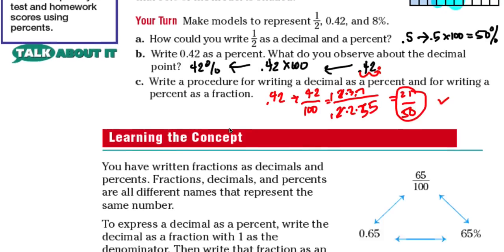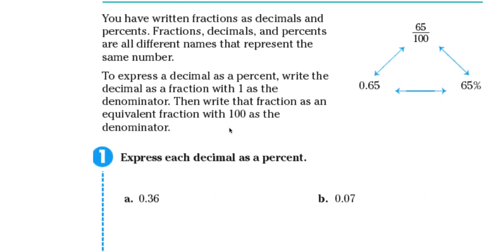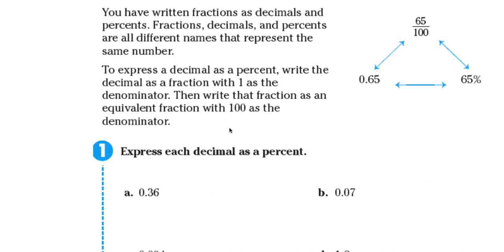So let's learn the concept. You have written fractions as decimals and percents. Fractions, decimals, and percents are all different names that represent the same number. To express a decimal as a percent, write the decimal as a fraction with 1 as the denominator. Then write that fraction as an equivalent fraction with 100 as the denominator. 0.65 is the same as 65 over 100. Or if you multiply that by 100, moving the decimal place 2 spaces to the right, it becomes 65%. So all of these mean the same number.